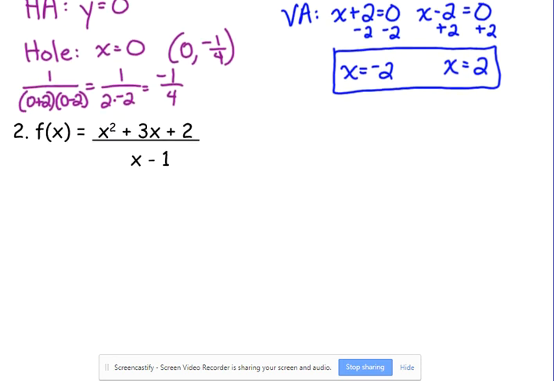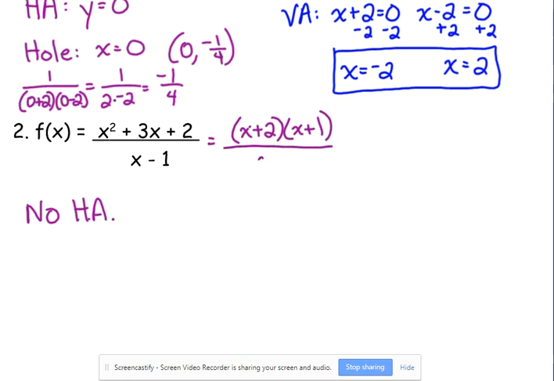x squared plus 3x plus 2 over x minus 1. So do we have a horizontal asymptote? No, no horizontal asymptote because the degree of the numerator is bigger than the degree of the denominator. So we need to factor: x plus 2 times x plus 1 over x minus 1. Do we have any holes? No, nothing cancels. It's really close, but not exactly. Okay, nothing cancels.